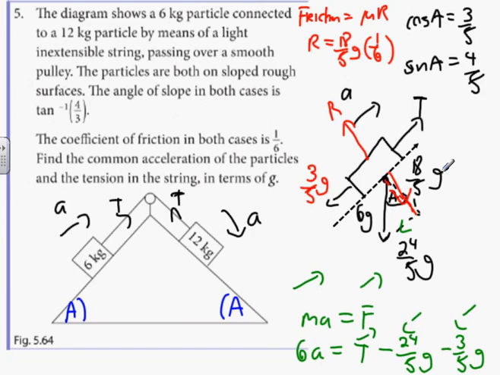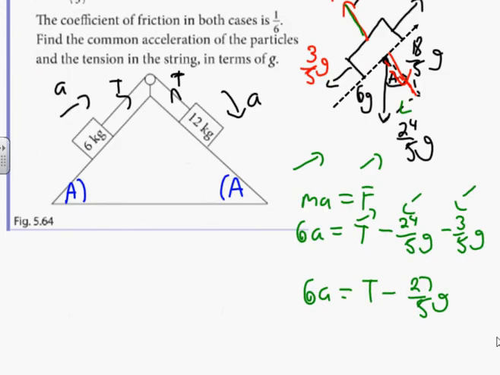Just a quick note about the R acting directly up here. Because the block and the slope are always directly in contact with each other, the block isn't lifting off the slope, nor is the block sinking into the slope. This means that they're in perfect balance. So your R value going directly up equals the component of weight going directly down. In these questions, the R value is only pretty much used to find the friction. Okay, so that's one equation there.